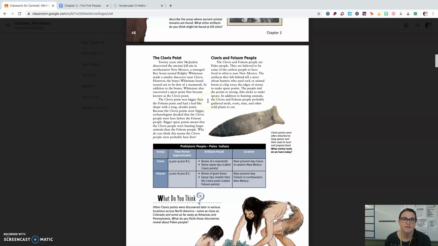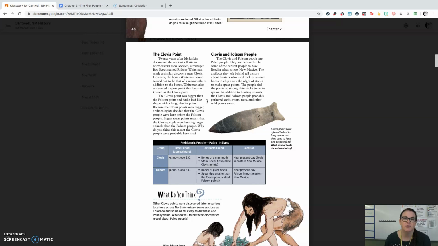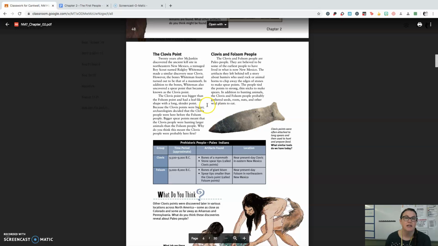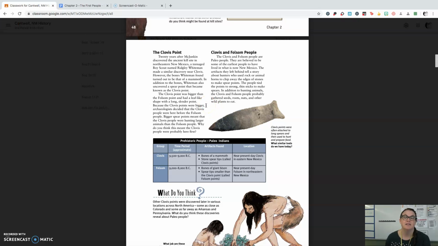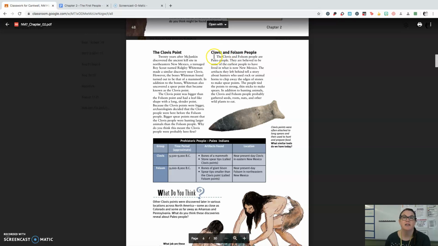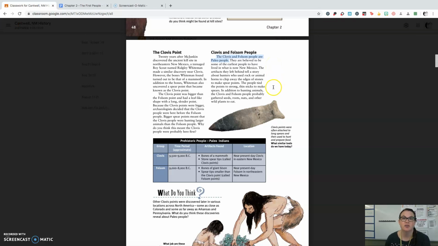And the spear points that he found were much larger than the Folsom Point. It had a leaf-like shape with a long, slender point. Because these points were larger, it is believed by archaeologists that this group of natives, the Clovis people, were killing animals that were far larger than what the Folsom people were able to kill for food. So the Clovis and the Folsom people are Paleo people. They're believed to be some of the earliest people that have lived in now what is New Mexico.